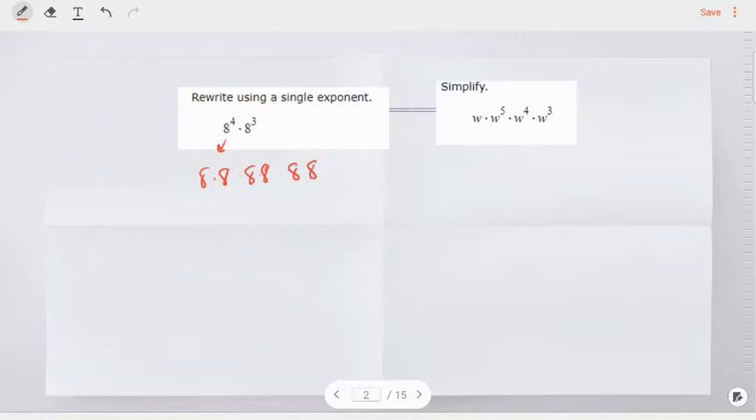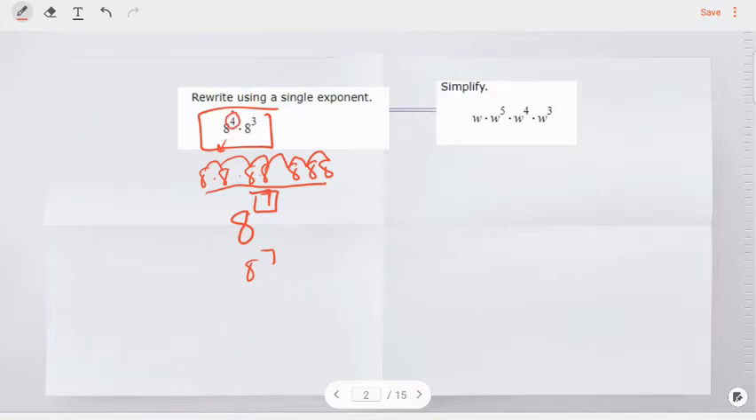I can rewrite them. 8 to the 4th power is just 8 times 8 times 8 times 8. 8 to the 3rd power is 8 times 8 times 8. Because this asks me to rewrite it using a single exponent, that means I'm still going to have a base of 8 with another exponent. But I want to go from 2 to 1. So I have 1, 2, 3, 4, 5, 6, 7, 8. So I would write 8 to the 7th power. Now notice that there's 7 eights, and also notice if I add their exponents, that's 7.